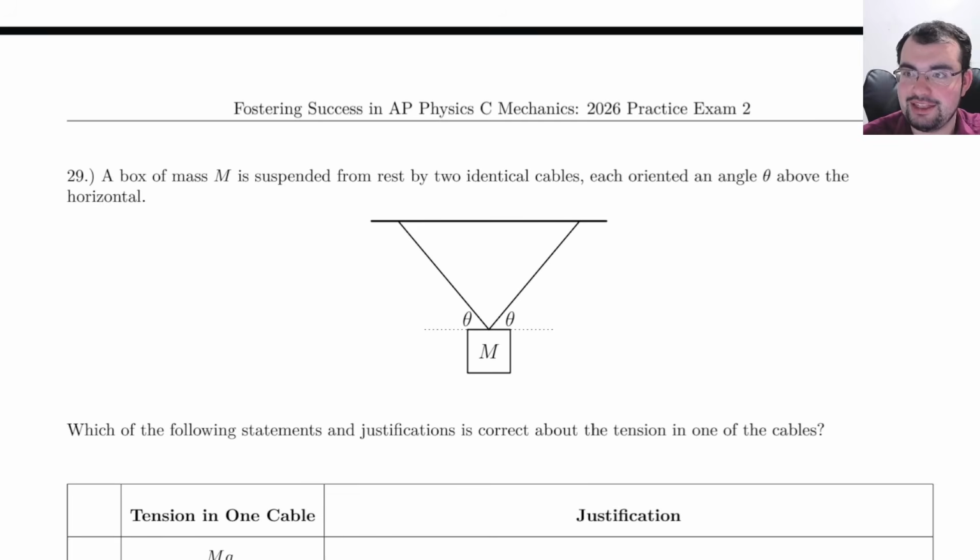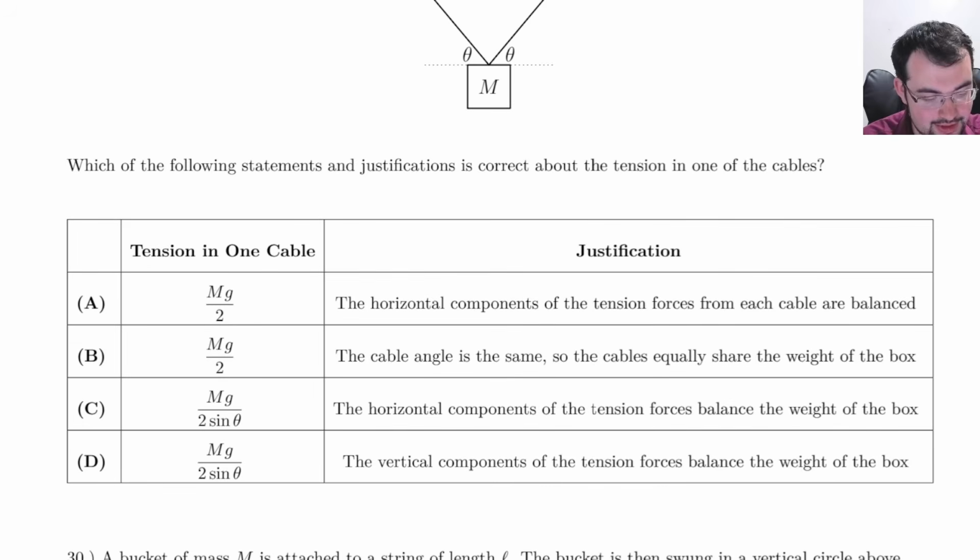A block of mass m is suspended from rest by 2 identical cables, each oriented an angle theta above the horizontal. Which of the following statements is correct about the tension? So we have to decide if the tension in each cable is mg over 2, exactly half the weight, or mg over 2 sine theta.